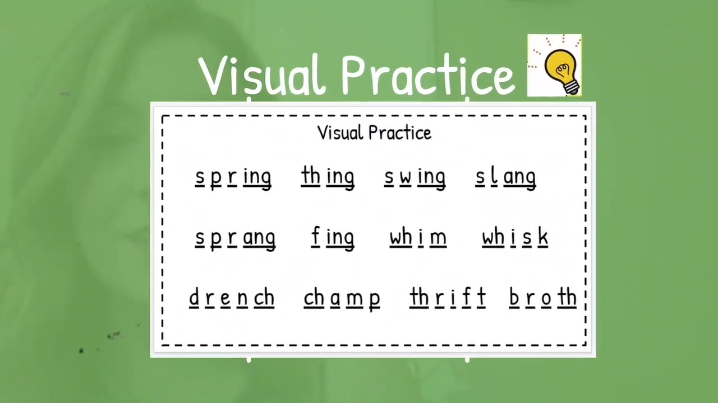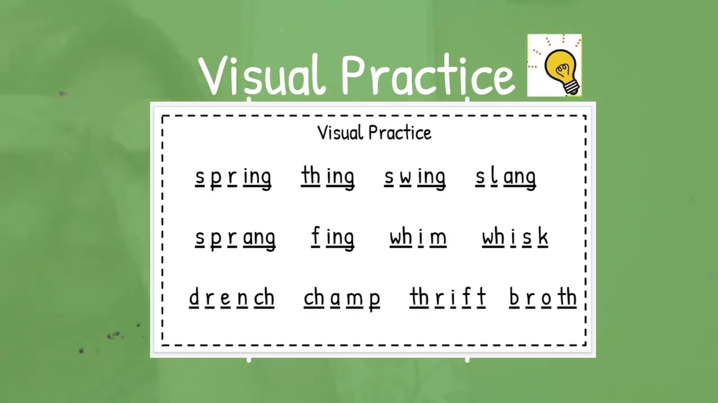Okay, taking a look at our visual practice. So these are words that are real words. And you'll notice that you see some sounds in there that we've been working really hard on. So I see ing, ang. Can you find that with your eyes?